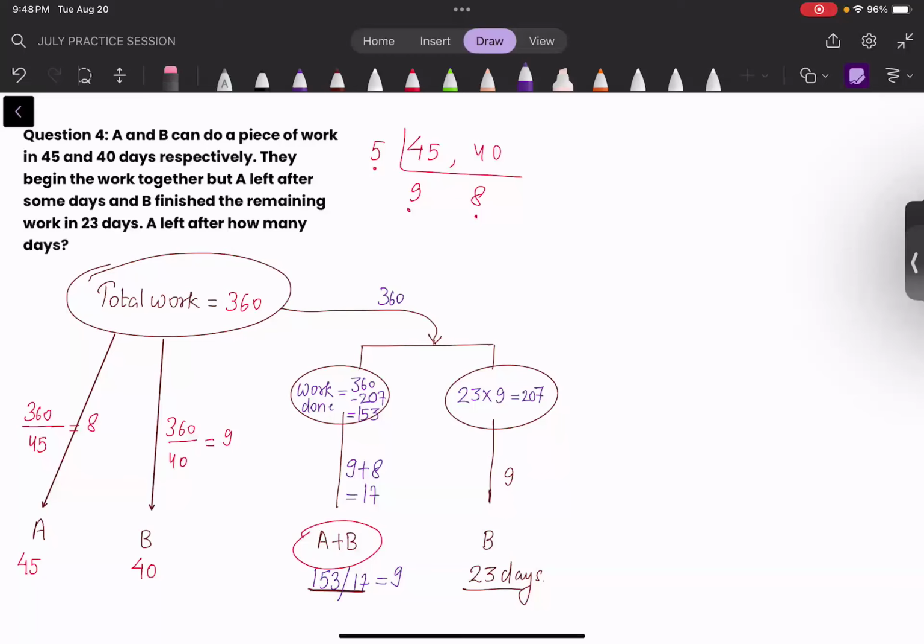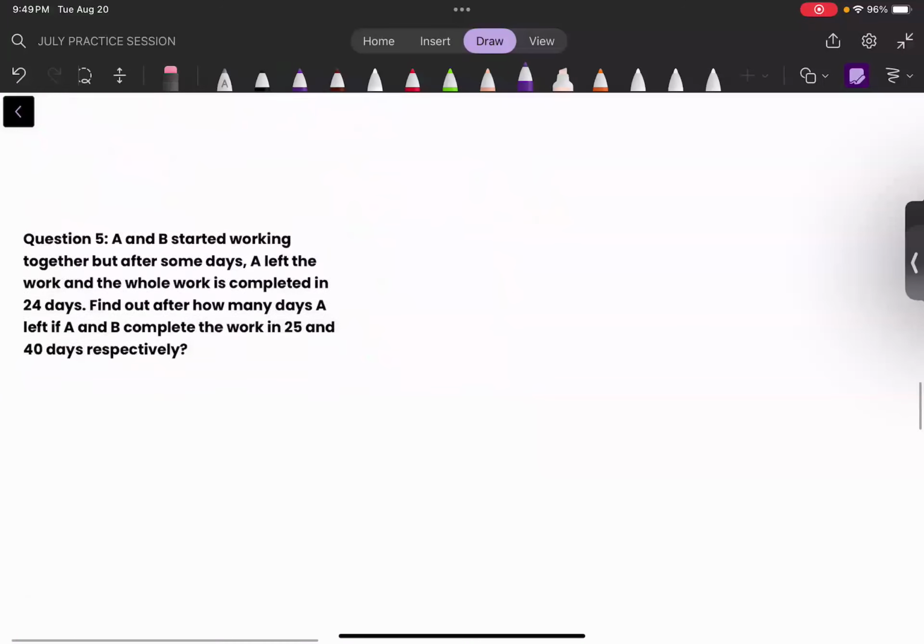After 9 days, A left, so 9 is your answer. Okay, so this way, my dear, we have to carefully analyze the situation and keep on writing the numbers. Understood? Logic is very simple. Work rate and time, this is what we have to keep on writing. All right, let's take one more question for practice.